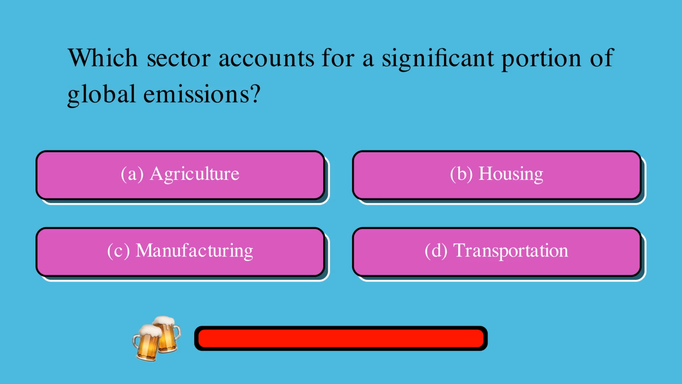Which sector accounts for a significant portion of global emissions? Is it A, agriculture, B, housing, C, manufacturing, or D, transportation? The correct answer is D, transportation.